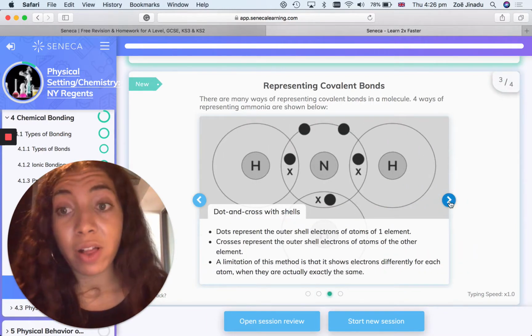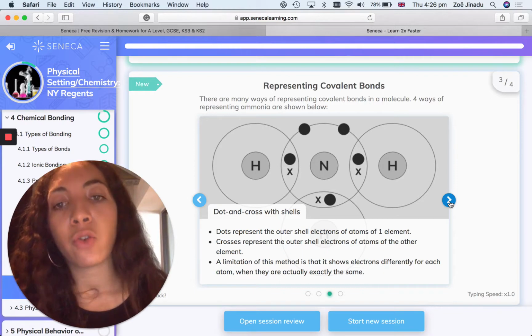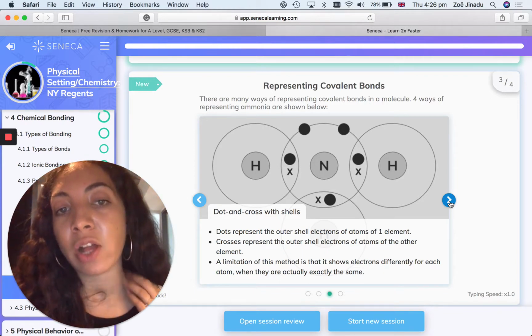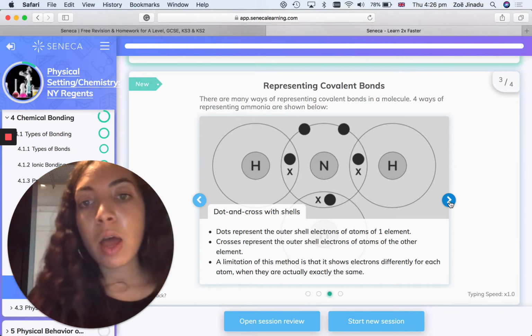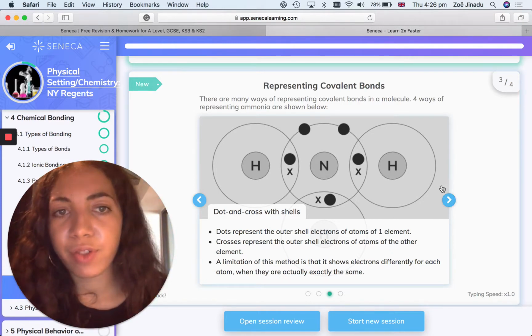Dot and cross with shells. It's a bit clearer this one actually. So dots represent the outer shell electrons of atoms of one element, and the crosses once again represent the outer shell electrons of atoms of the other element. But a limitation of this method is that it only shows electrons differently for each atom, when they're actually the same.